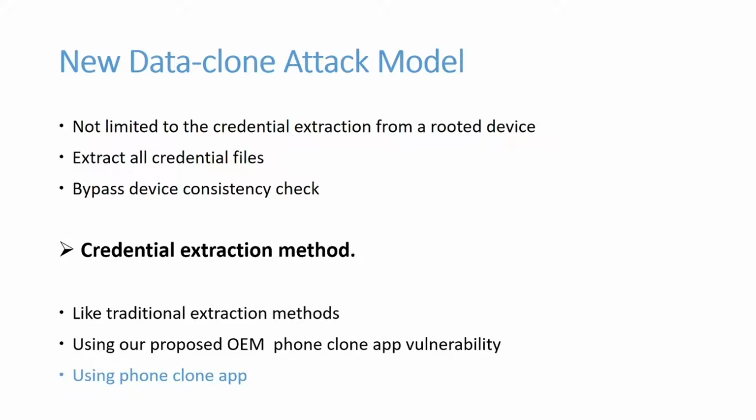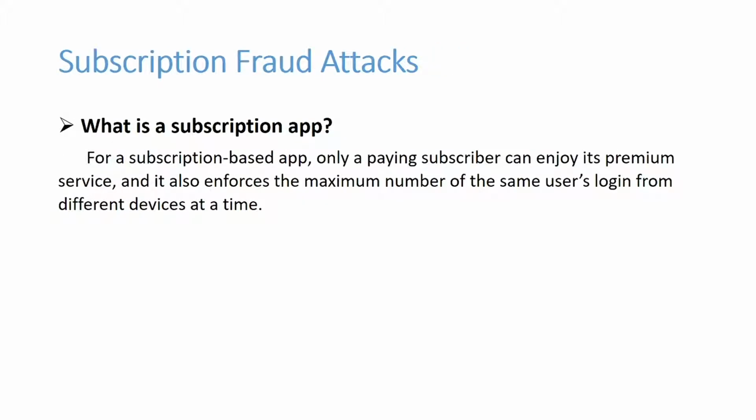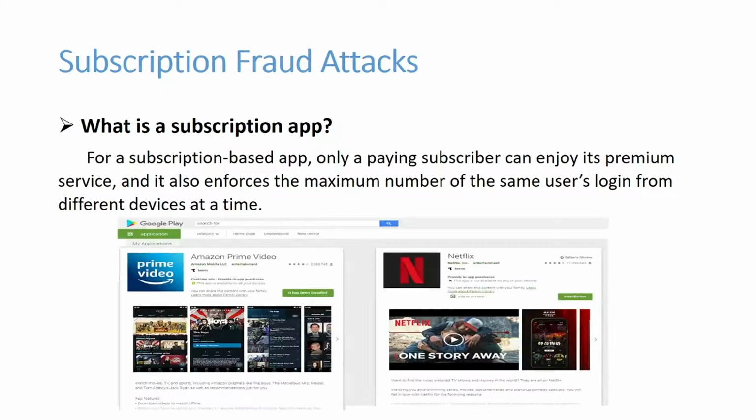Next, we will use the OEM phone clone app to perform fraud attacks on subscription apps. Subscription apps are paid apps, and there are restrictions on the number of devices that can be logged in simultaneously. Amazon Prime Video and Netflix are examples. They include in-app purchase services. The download volume of these apps is enormous.